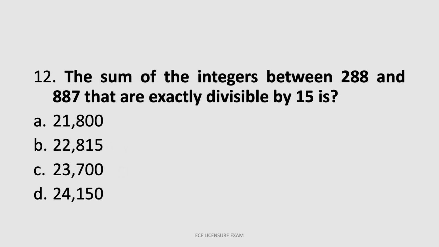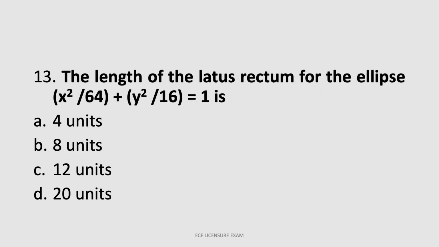The sum of the integers between 288 and 887 that are exactly divisible by 15 is 23,700. The length of the latus rectum for the ellipse x squared over 64 plus y squared over 16 equals 1 is 4 units.